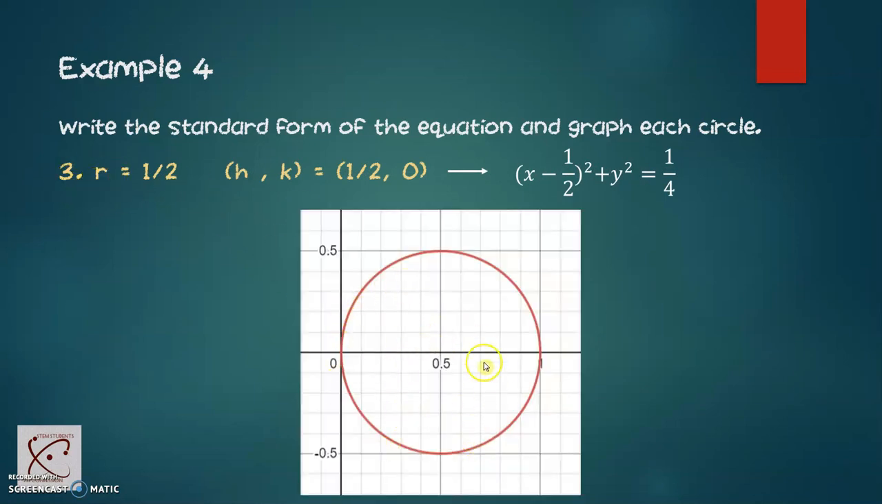So, there. And then, for number 3, this will be its graph. Our center is at point 1/2 and 0. This means it lies on our x-axis. So, here it is at 0.5. 1/2 is equal to 0.5. So, here is our center. And then, we count 1/2 unit from the center to the right, left, up, and down. So, 1/2 here, 1/2, and then half, then half here too. So, there. This is now our graph.